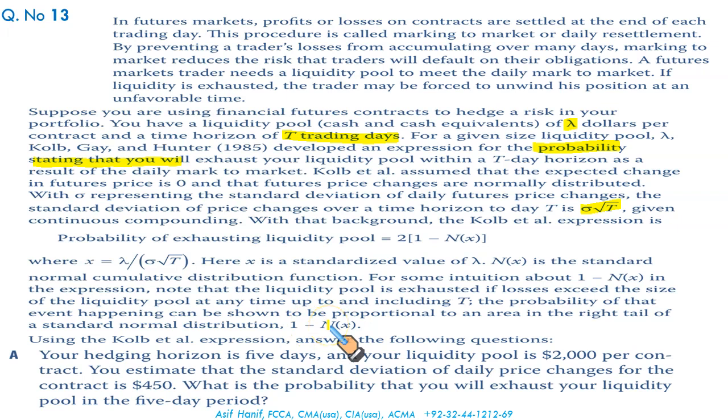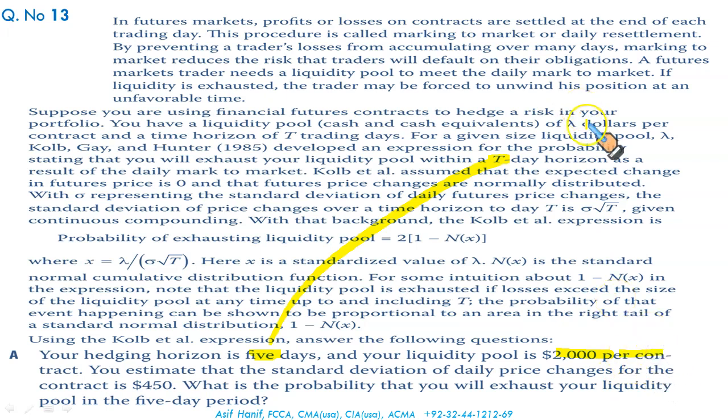What we are required to do, using this and this, you are required to solve something. Using the Kolb et al. expression, answer the following questions. Your hedging horizon is 5 days. T is 5 here. And your liquidity pool is 2000. Okay. Then what?